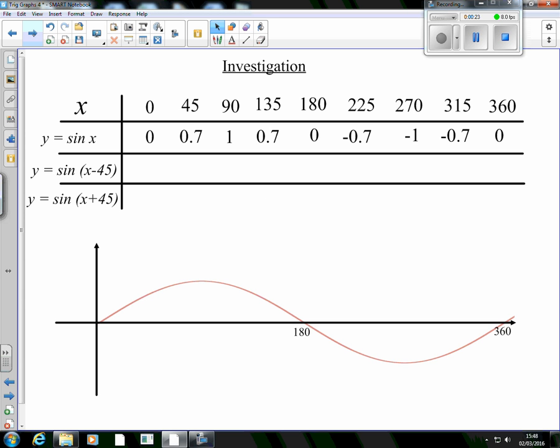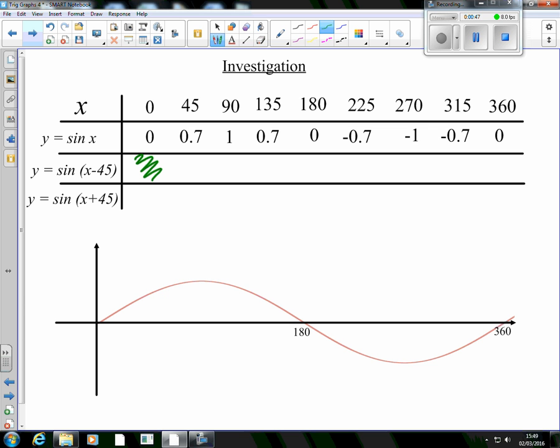Looking again at our investigatory table, we have x and sine x. What we're going to look at is what happens when we do sine of x minus 45. When x is 0, we take away 45 from 0, which takes us to negative 45, which we don't have in our table, so I'm just going to miss that out just now.